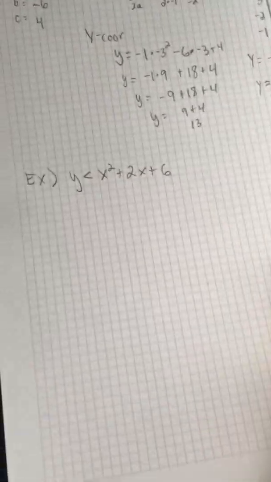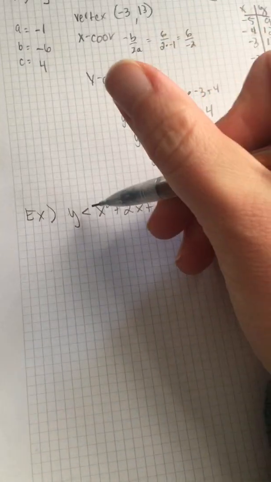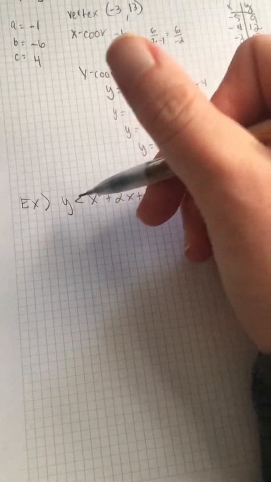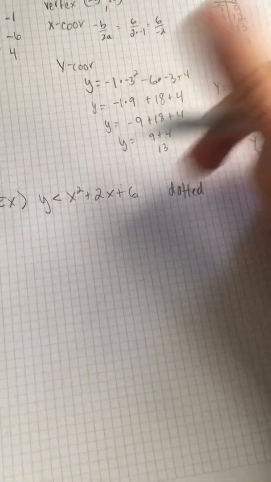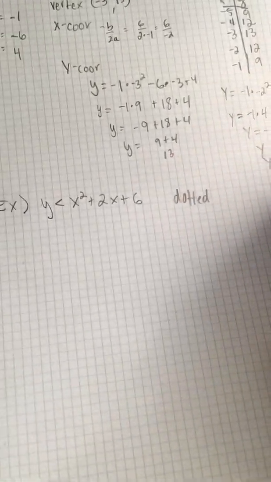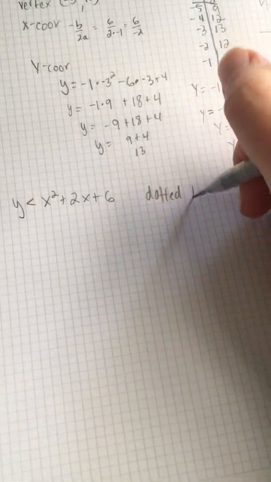Second example, list A. Oh, let's talk about dotted, solid, above, below. I can see no solid line here, so dotted for this one. And less than, we're going to go ahead and shade below.